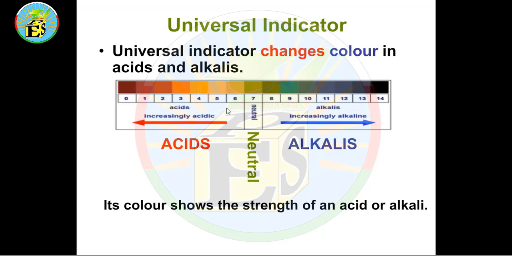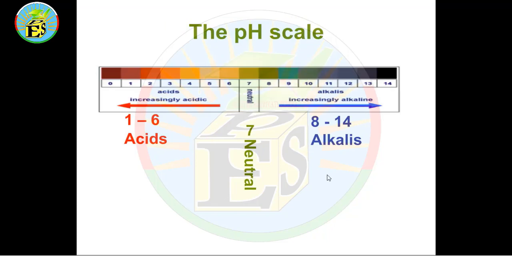This is low concentration of acid and this is high concentration of acid. This is low concentration of alkalis and this is high concentration of alkalis. Its colors show the strength of an acid or alkali. This is a strong acid and this is a strong alkali. This is the neutral. The pH scale. This is the scale we use to know the acid or alkali concentration.